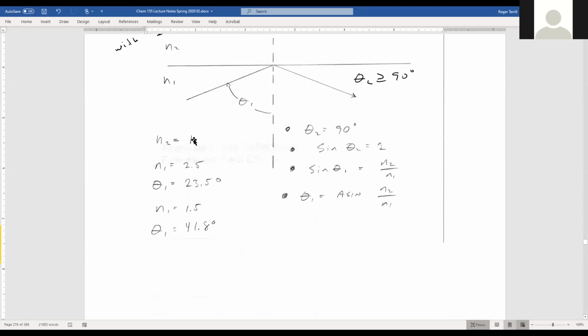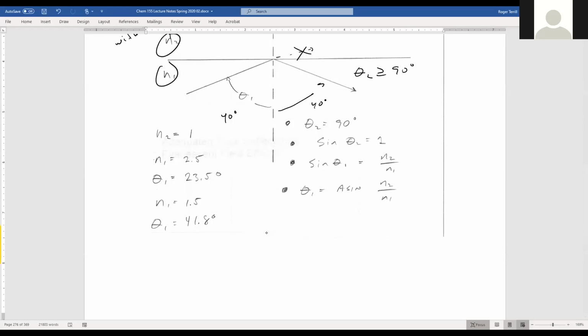But if you use N2 of 1 and N1 of 1.5, for example, you get 40 degrees. So this guy might be 40 degrees. And then in this case, this angle here will also be 40 degrees, right? That's just angle of incidence equals angle of reflection. Just that there's no transmitted beam out here, right?